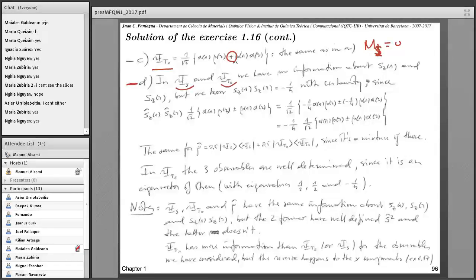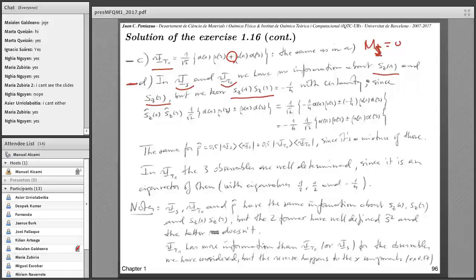Well, in the singlet and the zero component of the triplet, we have no information about SZ1 or SZ2. In fact, if we go back, you can see that the probabilities of obtaining plus or minus 1/2 are both equal to 0.5. And so this means that we have no idea. Both possible results are equally probable, so the result is completely random.